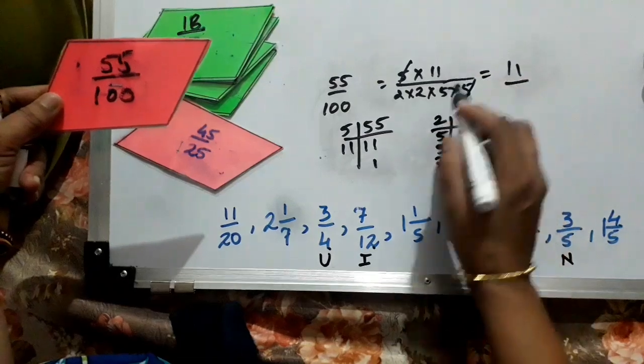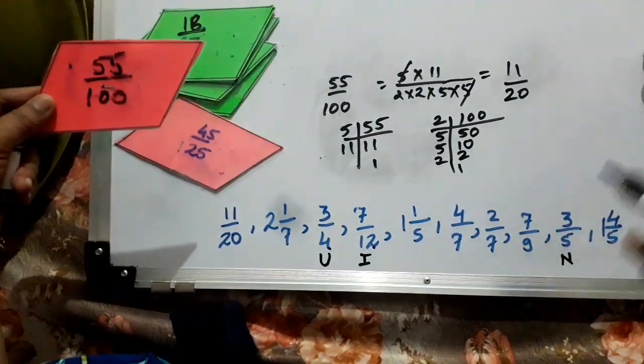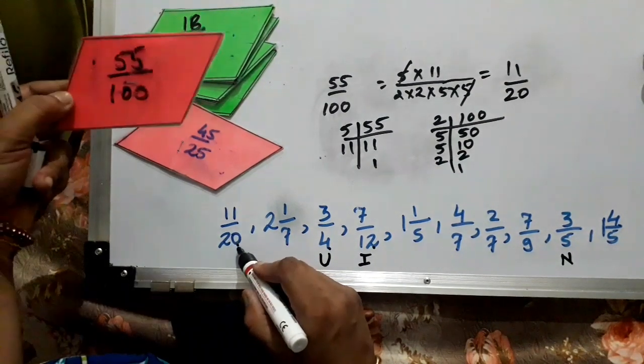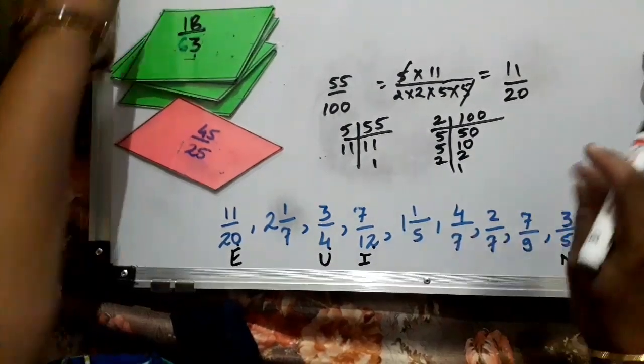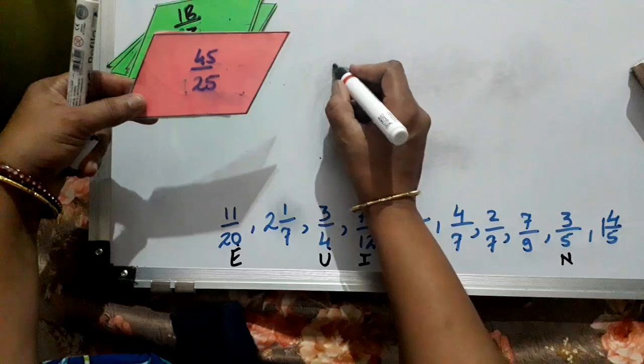So 11 upon 2 2s are 4, 5s are 20. 11 upon 20. So it's here, and the letter is E. So I will write here E. Next, let's go with the next question.